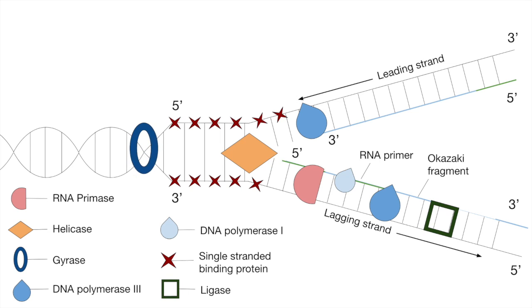Gyrase is a topoisomerase that is responsible for relieving the tension from the supercoiling of the DNA strand. This helps prepare the strands for further separation by helicase.